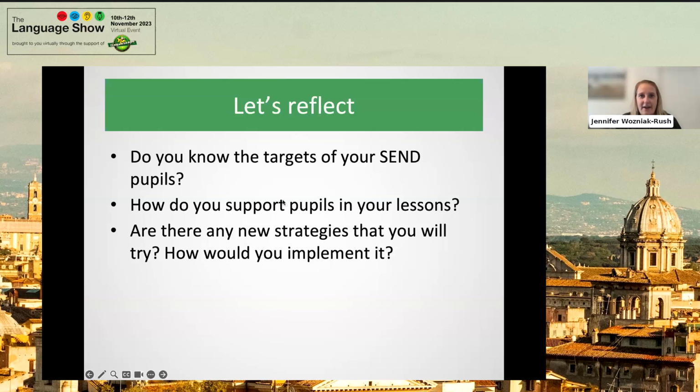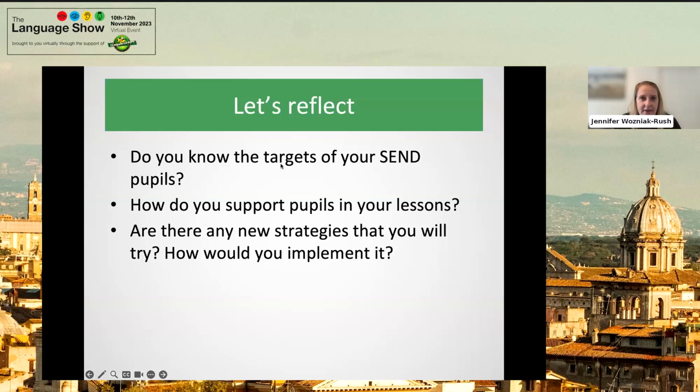I can see that I've got questions in the chat. So I've got, do you use dual coding for Key Stage 4? I use it in Key Stage 3 and Key Stage 4. Yes, I use it for both of them. Not in every single lesson, but when appropriate.